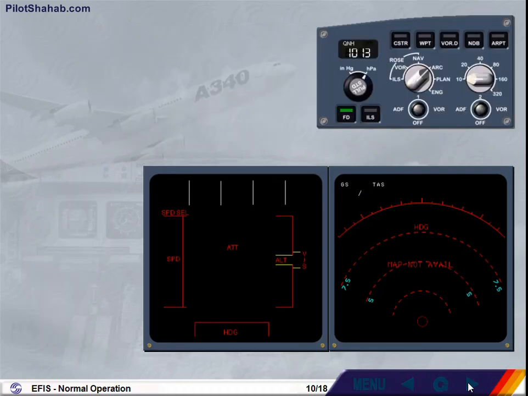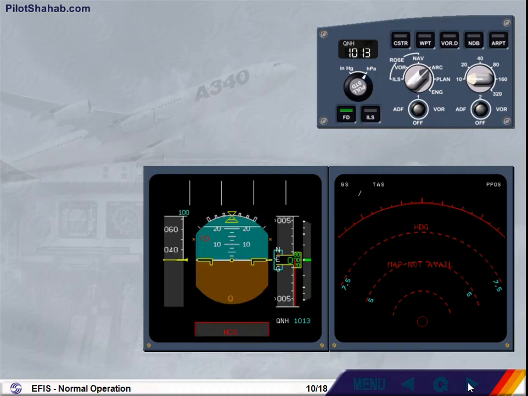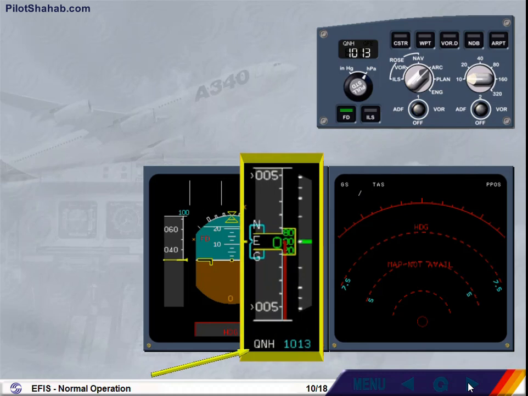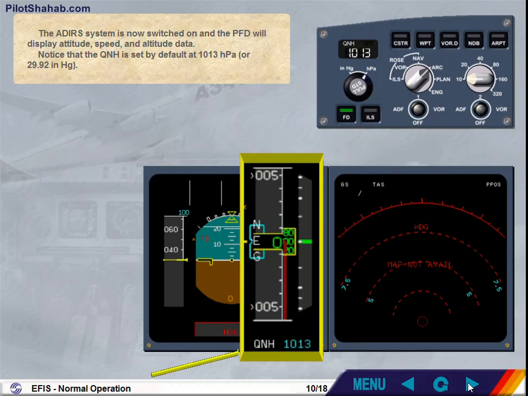The ADIRS system is now switched on, and the PFD will display attitude, speed, and altitude data. Notice that the QNH is set by default at 1013 hectopascal, or 29.92 inches of mercury.